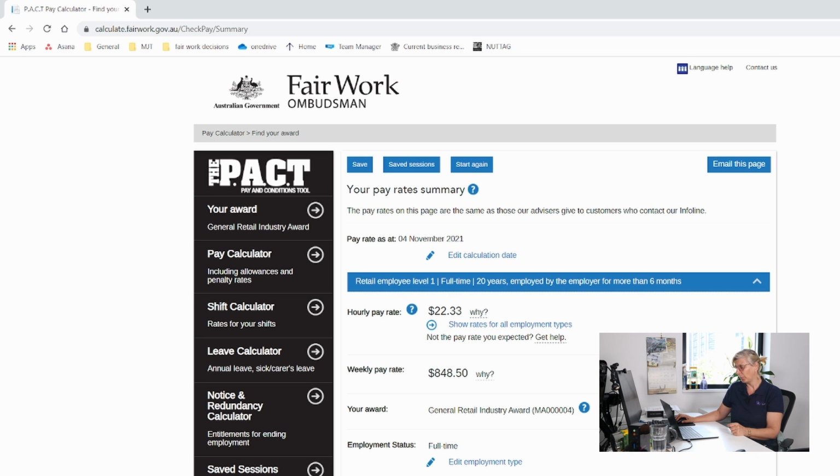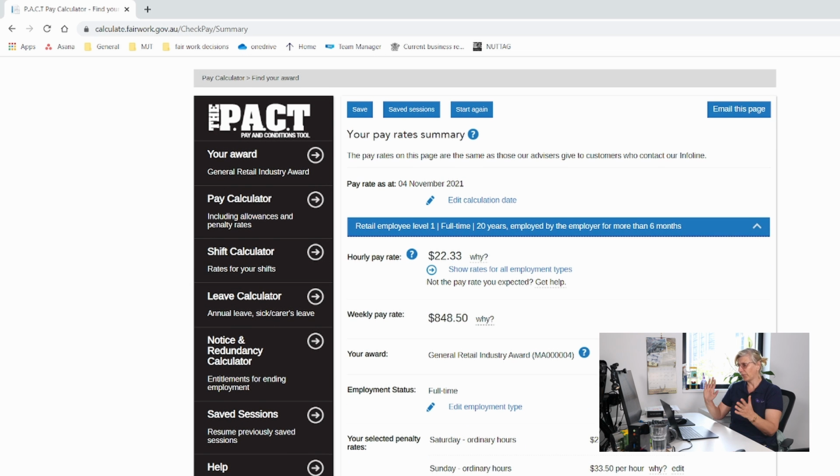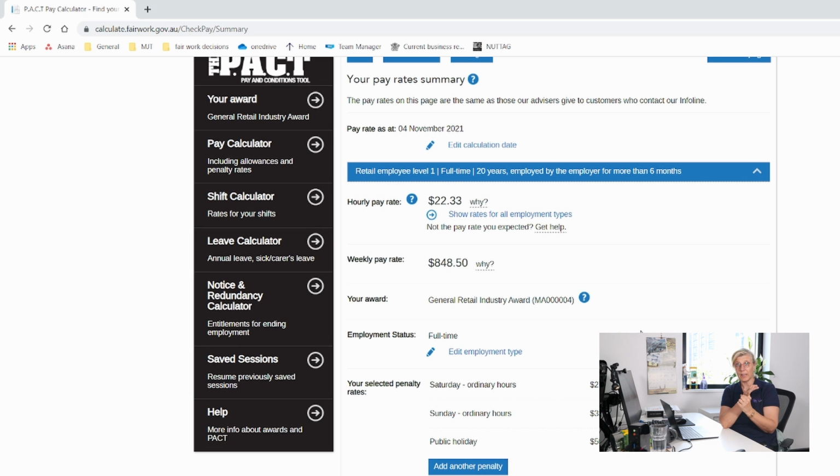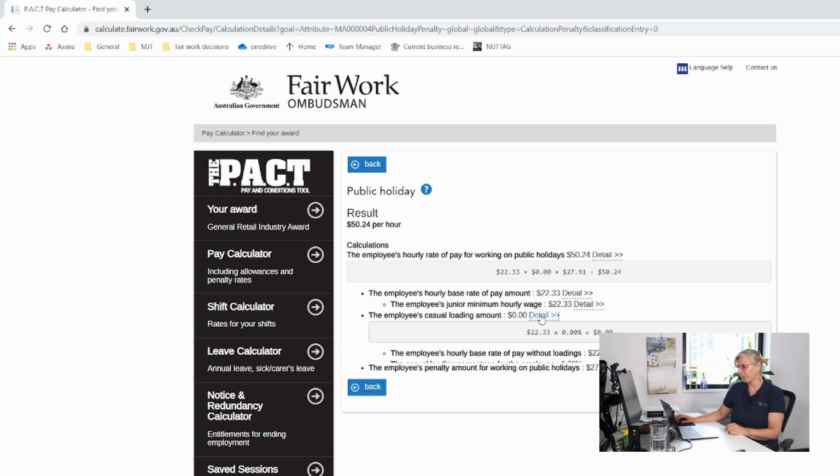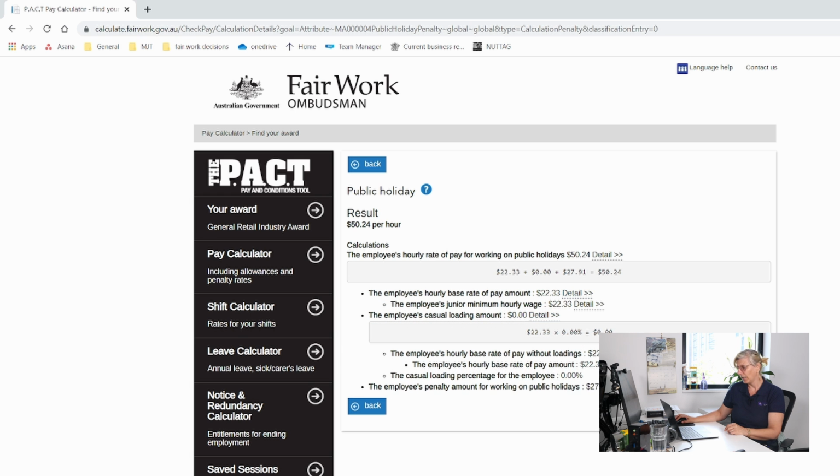Okay, so we've got an hourly rate of $22.33. We've got a bunch of penalties. So if you're working on a Saturday, ordinary hours, you're entitled to $27.91. If you work on a Sunday, it goes up to $33.50. And if you work on a public holiday, it is $50.24. And if you wanted to, you could click into that and find out why. It talks about the base rate, talks about the casual loading, which doesn't exist here, and it talks about the penalty. 125% of $22.33 is $27.91.